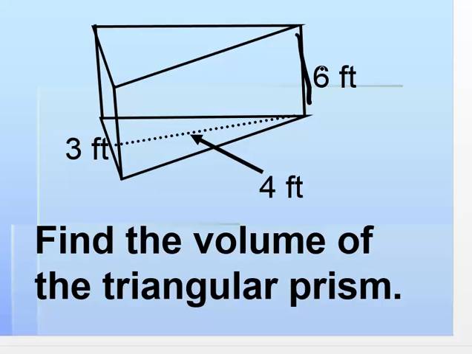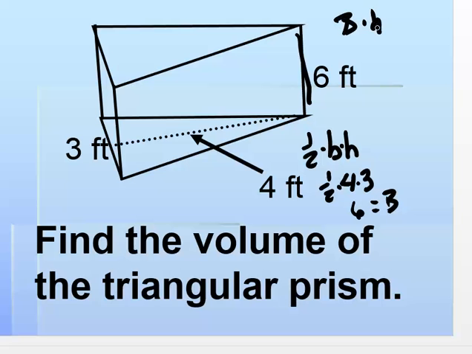Our height in this case is 6. So our formula for a triangle is 1/2 times base times the height. So that means 1/2 times 4 times 3 is 6. So big B is equal to 6. So big B times H, 6 times 6 is 36 feet cubed.